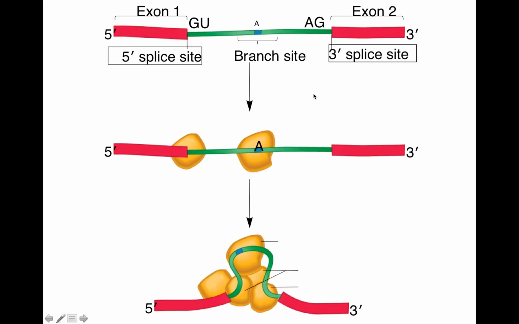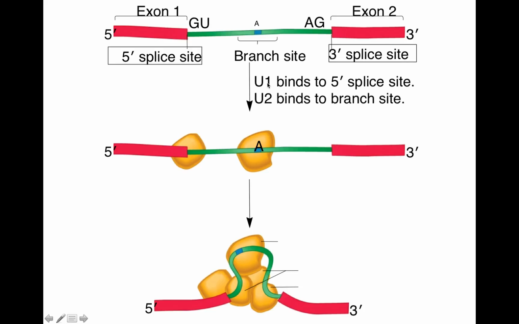All introns have at their 5' end a GU and at their 3' end an AG sequence at the very end. It's very important to remember that this sequence, GU-AG, is at every single intron that's ever been discovered in all eukaryotes. Okay, so the first step in the splicing is binding of components of the spliceosome at the branch site, which is always an adenine residue in the middle of the exon.